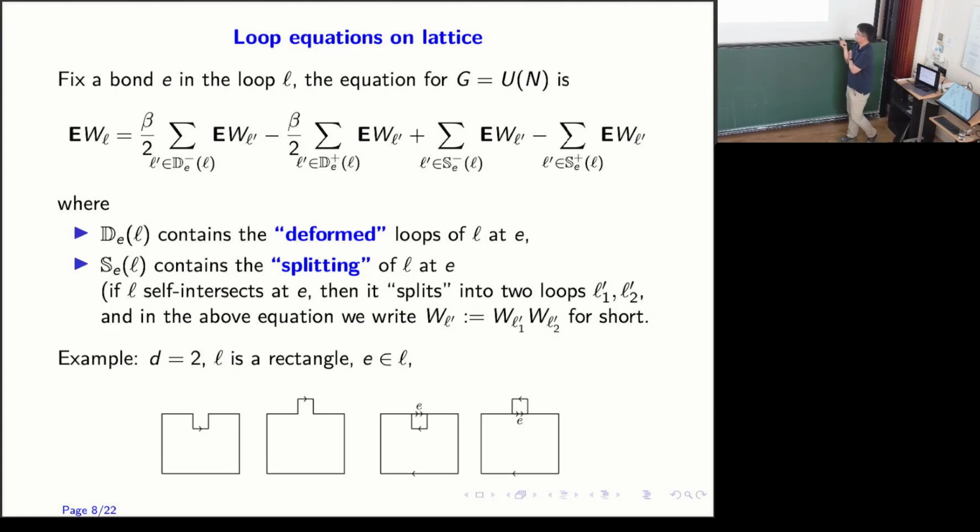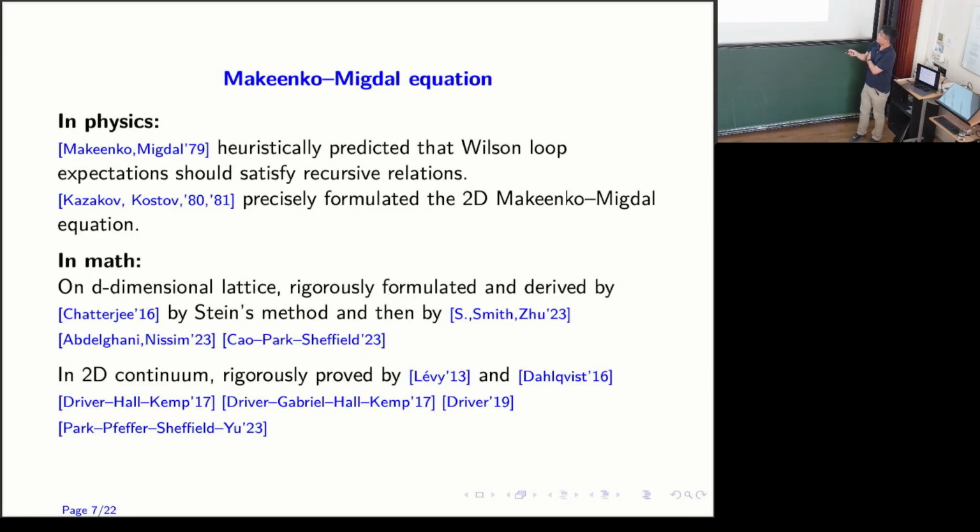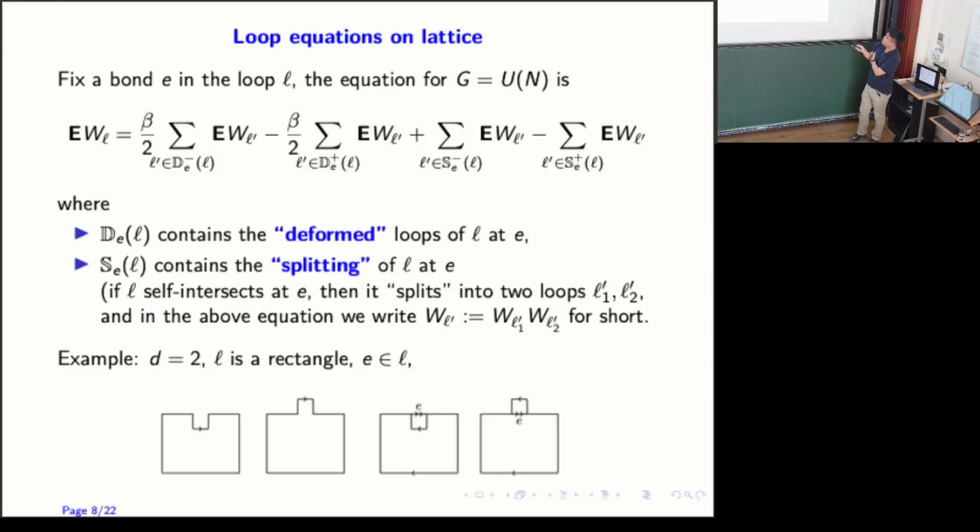Actually, in the first paper by Chatterjee, the right-hand side is also summed over all the edges E on the loop L. And then Cao-Park-Sheffield proved that this equation actually holds for fixed E. So it's stronger than Chatterjee's original version.